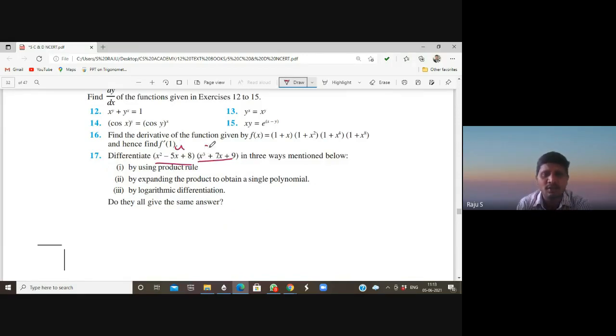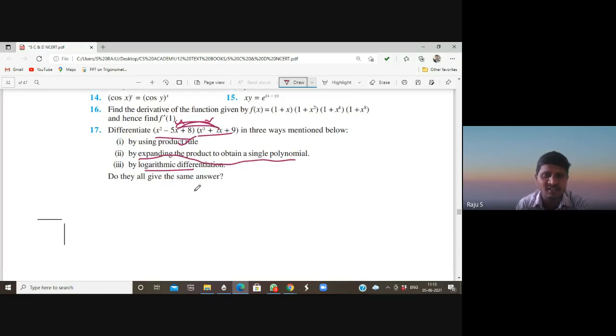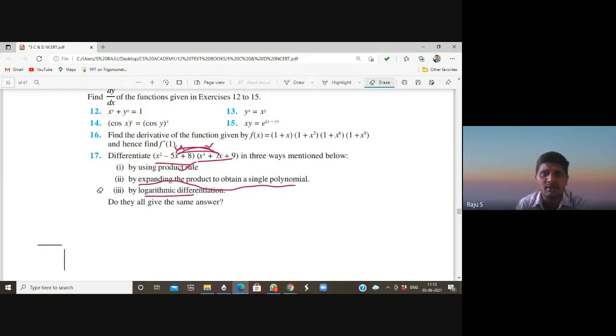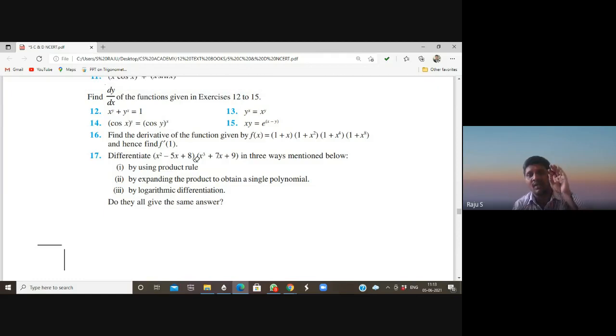One is the UV formula, product rule. One is to multiply both, meaning expanding the product into a single polynomial. Multiply these two, we'll get a single polynomial, you can differentiate. Third method is logarithmic differentiation. To find the derivative of this product of functions, how many methods are there? We can do it in 3 ways: product rule, expanding the product into a single polynomial, and logarithmic differentiation.